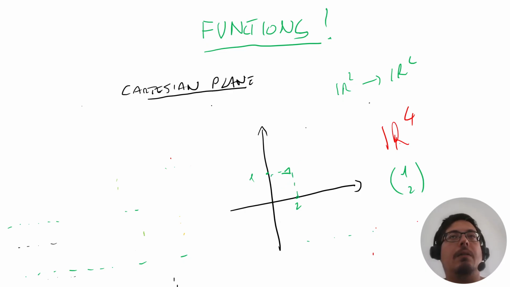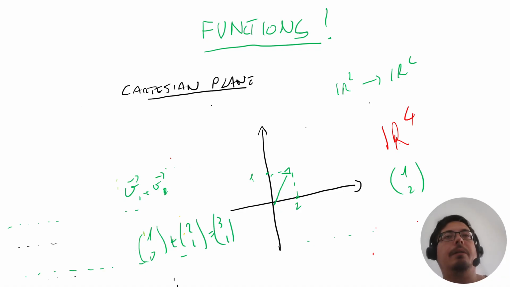And then, of course, you can sum the vectors. We know v1 plus v2. We know how to do it from the video on vectors. 1, 0 plus 2, 1 is 3, 1. You sum column by column or row by row, and so on and so forth. So also a vector can be thought of as some kind of function.